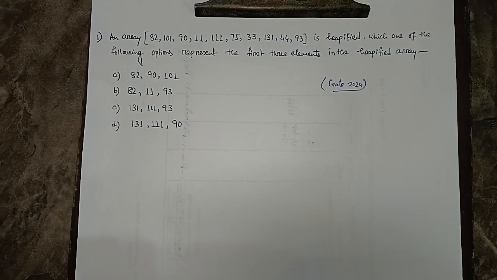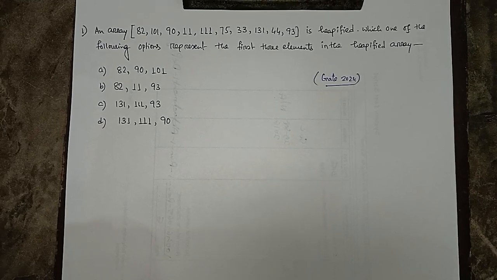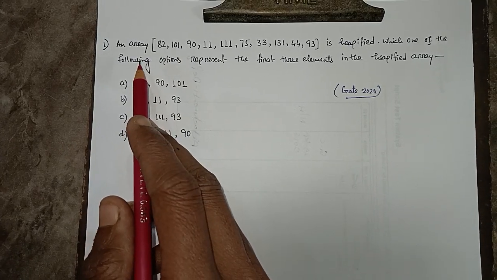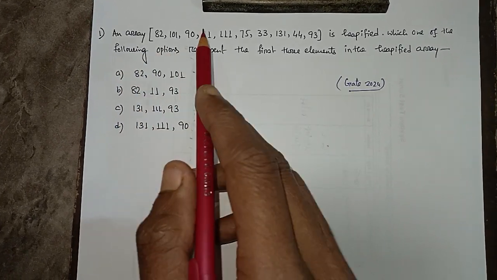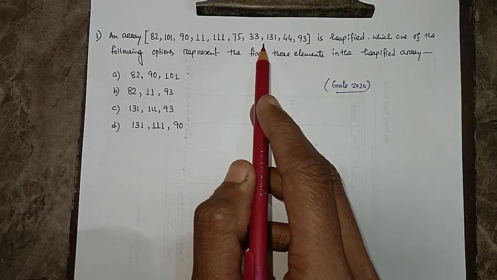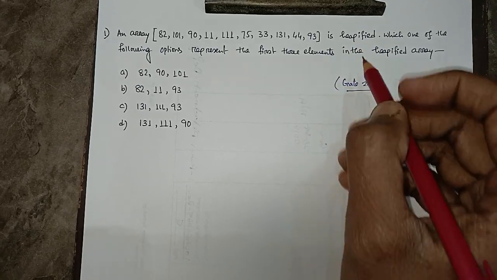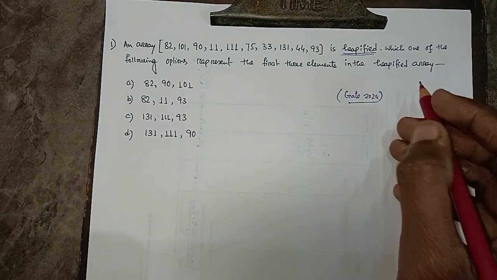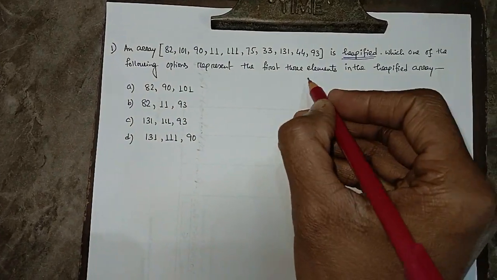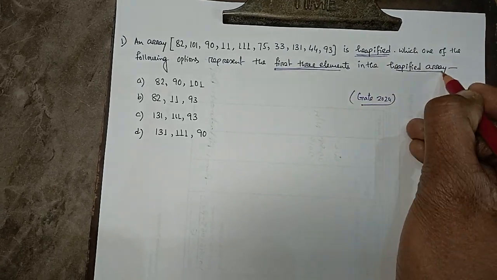As you all know, GATE 2025 is very near, so we came up to solve a GATE question. This is a GATE 2024 question. This is a DSA question. An array 82, 101, 90, 11, 111, 75, 33, 131, 44, 93 is heapified, meaning it is inserted in the heap. Which one of the following options represents the first three elements? So we have to find the first three elements in the heapified array.